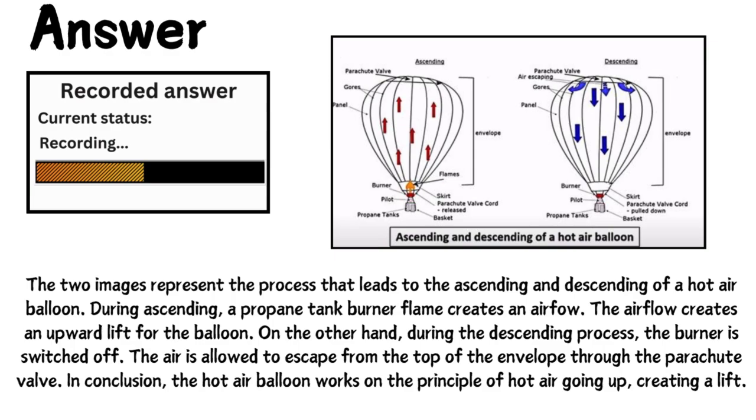On the other hand, during the descending process, the burner is switched off. The air is allowed to escape from the top of the envelope through the parachute valve. In conclusion, the hot air balloon works on the principle of hot air going up, creating a lift.